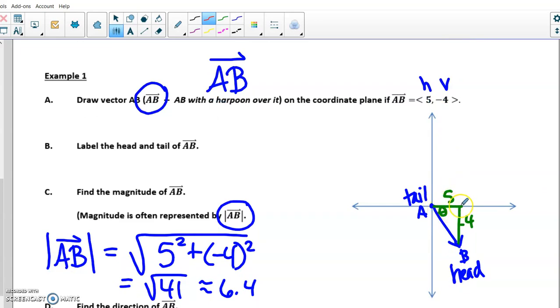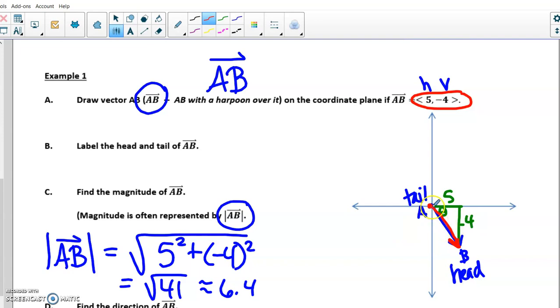You would go right 5 and down 4, and this is where our vector is. Again, this is telling you where the head of the vector is. So that's why it said it was at 5, -4. The tail is always at the origin, and then you just draw your arrow in. So that's part B, is just labeling the head and the tail. Again, the tail is at the origin. The head is down here at this component form, 5, -4.